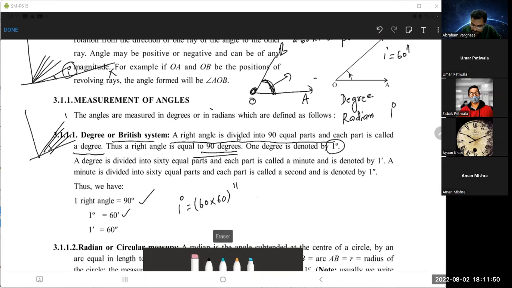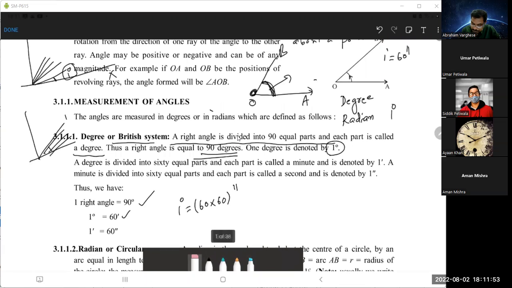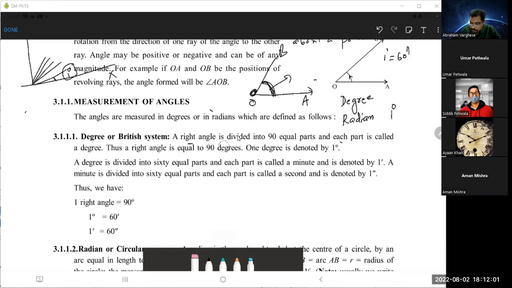Now, another measure is called a radian measure. The second measure is called a radian measure. So what is the definition of a radian measure? Suppose I have a circle with some radius. Say radius is r. And I measure this angle here. Suppose this distance is r up to this boundary. Then I join here also. So OA is a radius and OB is also a radius.